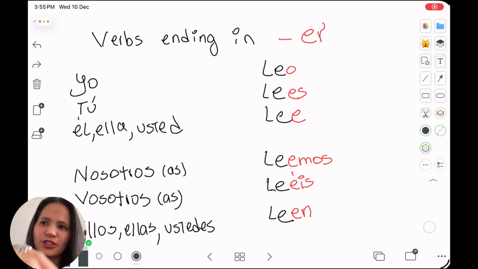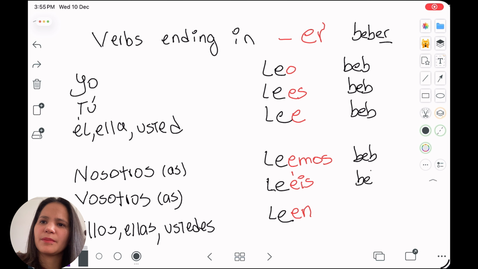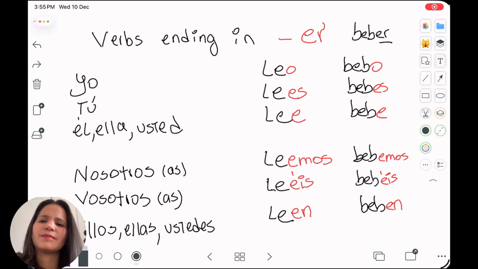Right, so if we take another verb, we follow the same pattern. Let's take, for example, the verb beber, which means to drink. So we do the same. Bebo, bebes, bebe, bebemos, bebéis. Yes, you got it. Beben.